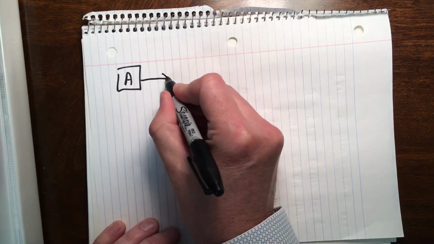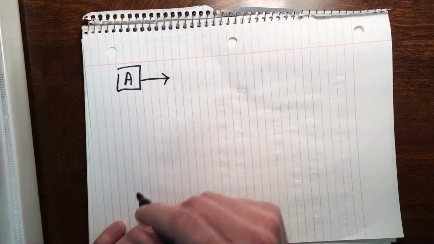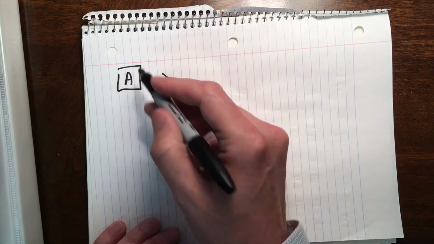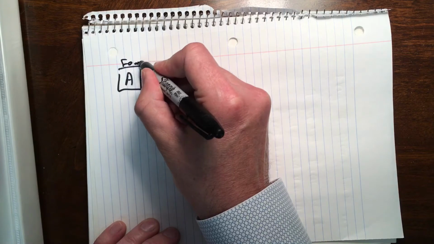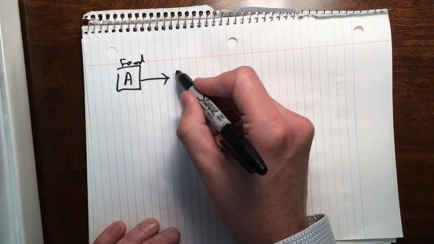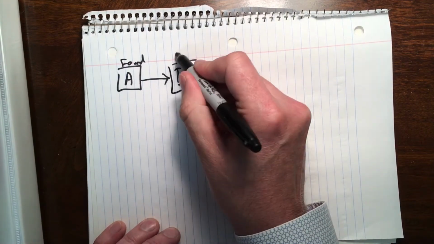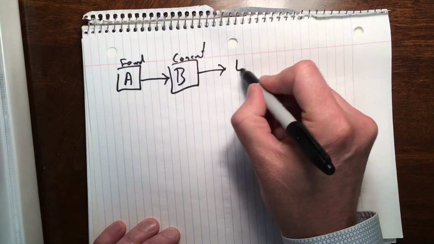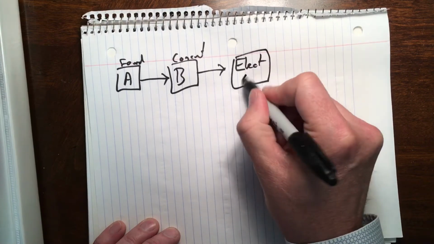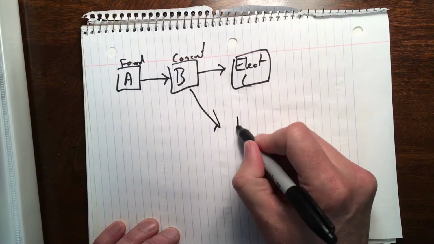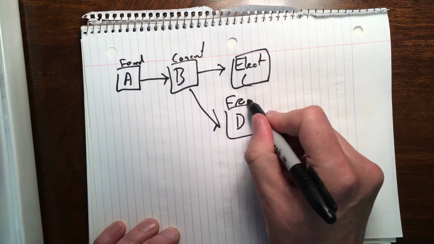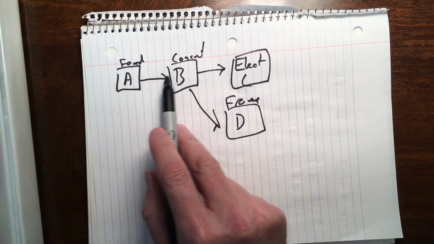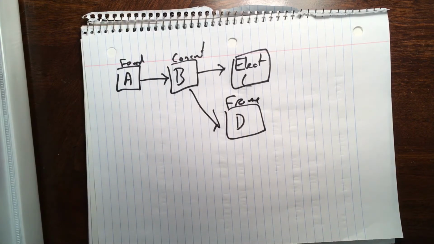In this case, the node is going to be an arrow, and an arrow will point to the activity that comes after this one. So if I'm building a house, A might be prepare the foundation. Once the foundation is done, I can put concrete down. Once the concrete's done, I can do electrical, and I can do the framing. So you see how we're mapping out the network. Activity is what needs to be done. Arrow is what can be done after that.